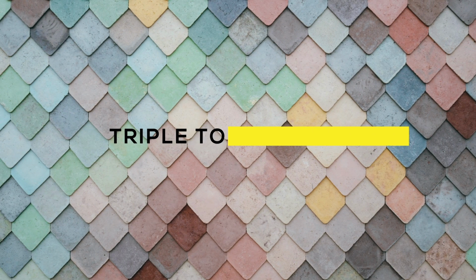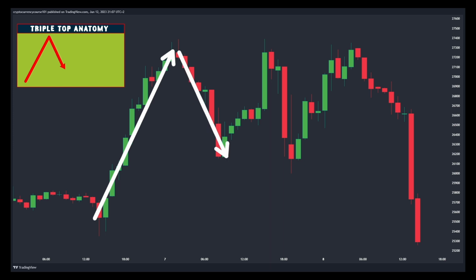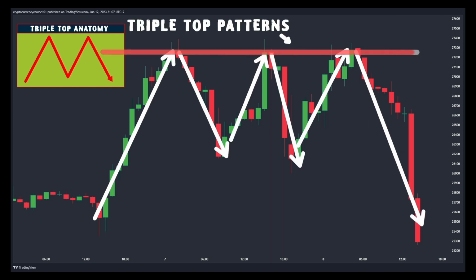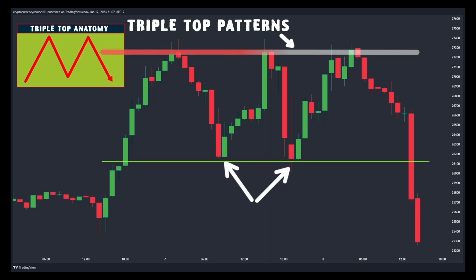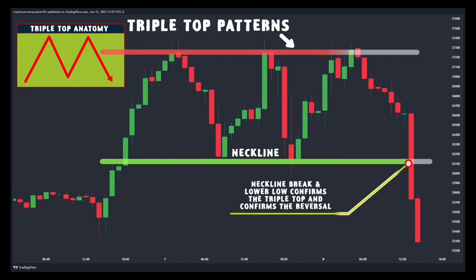The triple top and triple bottom pattern. So price is in an uptrend before it makes three same highs in a row, forming the triple top pattern. The swing lows here create the neckline and the support level. And when it breaks, you would take trade entry short, as the reversal is now confirmed. Now, going the other way.